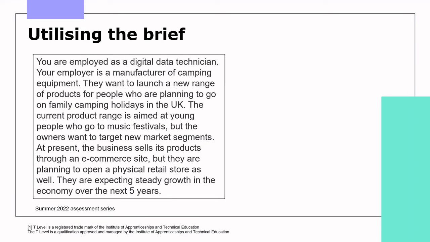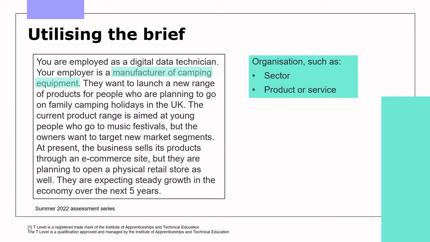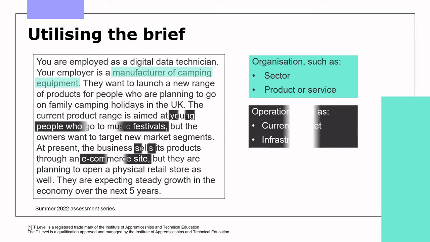Here's a section of the pre-release task from the Summer 2022 series, and students should ensure that they read the brief carefully and extract some critical information. And you can encourage students to highlight this information. For example, what does the brief tell students about the client or employer? What sector or industry do they operate in? Do they produce a product or provide a service?